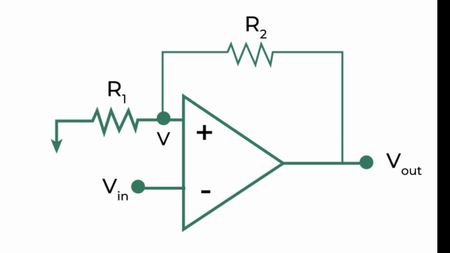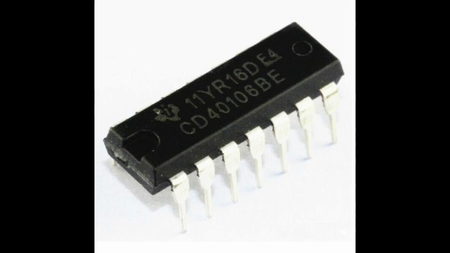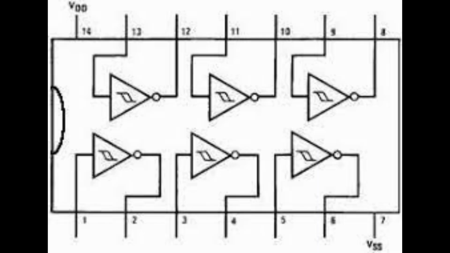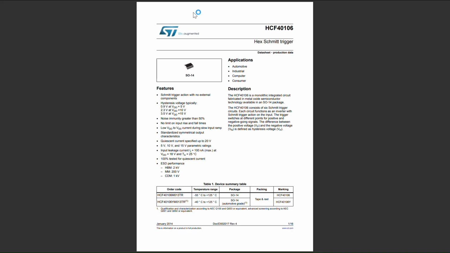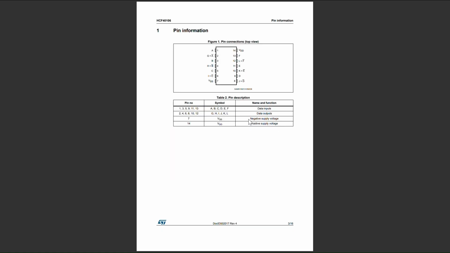Here's how the circuit of Schmitt trigger looks like. It is made of op-amp, but we have IC 40106, which is integrated circuit for Schmitt trigger and which has almost 6 Schmitt triggers in it. This is the datasheet for IC 40106, and this is the pinout diagram for the IC 40106.